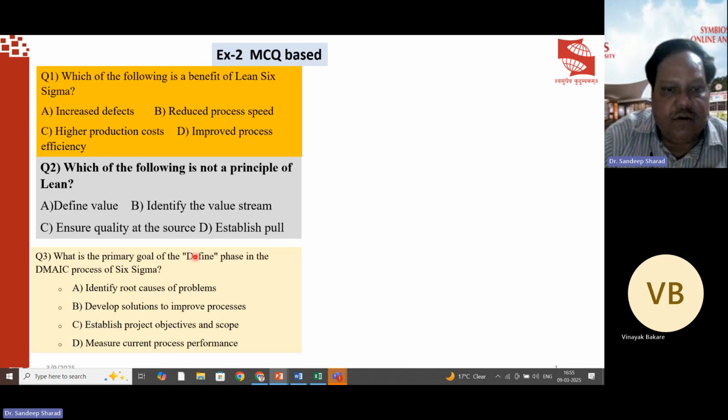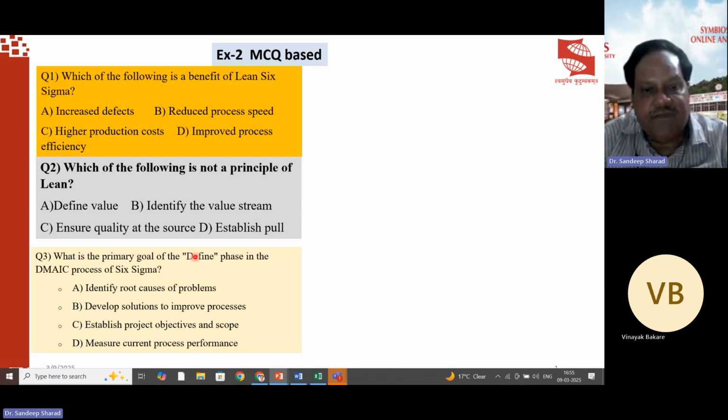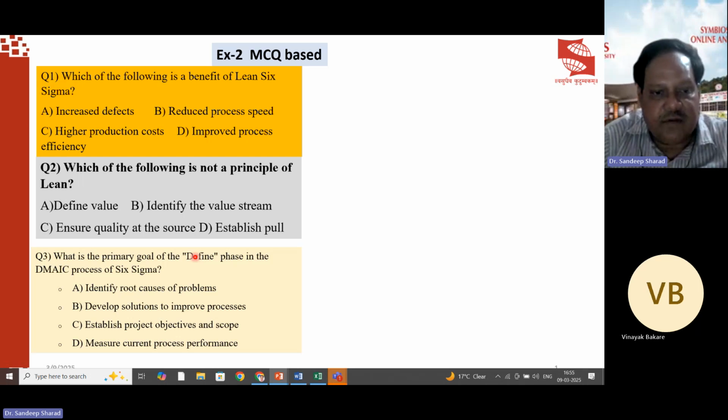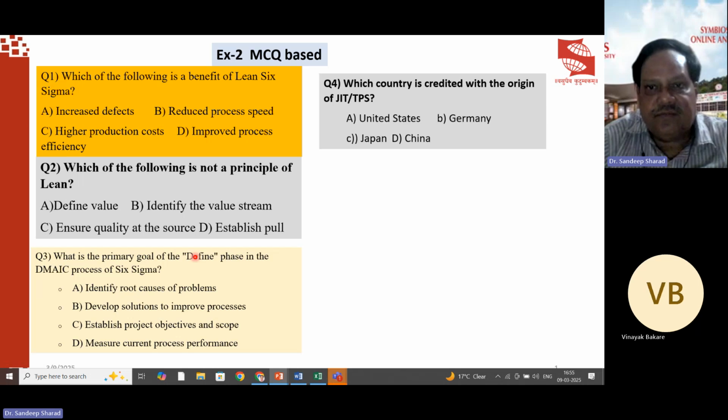What is the primary goal of the Define phase in the DMAIC process? Identifying the root cause of the problem, developing solutions to improve, or establishing the project objective and the scope. So I think C is the correct answer.